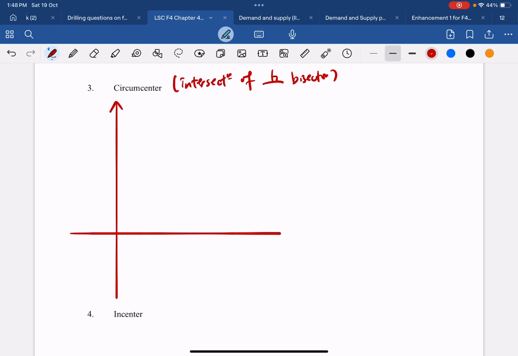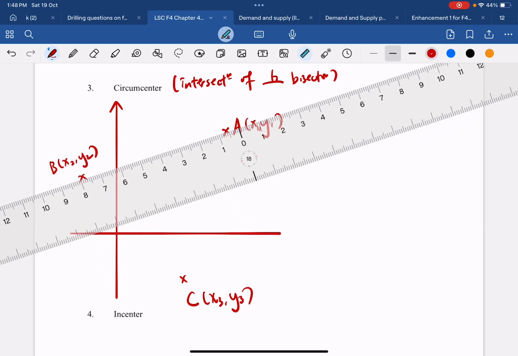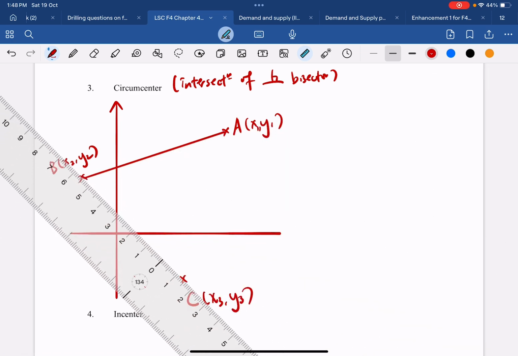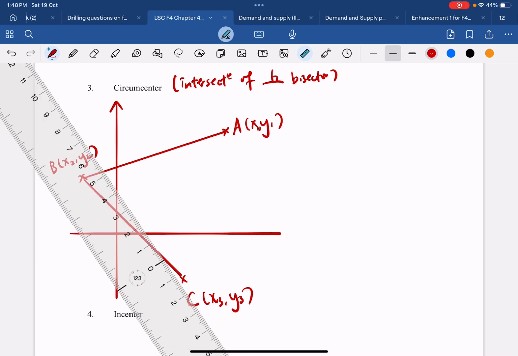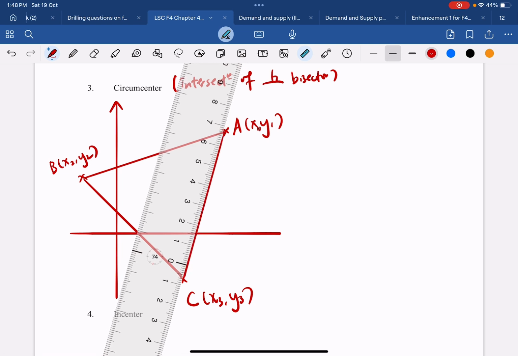So again, let's draw a triangle like this. This one is A, x1, y1, and then this one is B, x2, y2, and then this one is C, x3, y3. So let's use a ruler to connect the dots together. Okay, so the triangle will be like this.